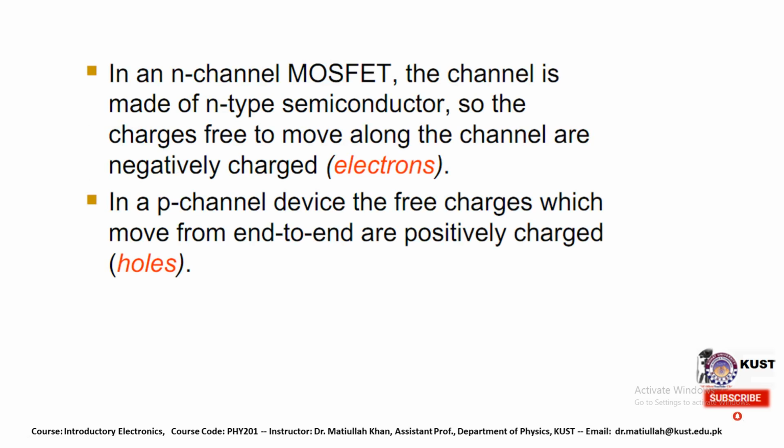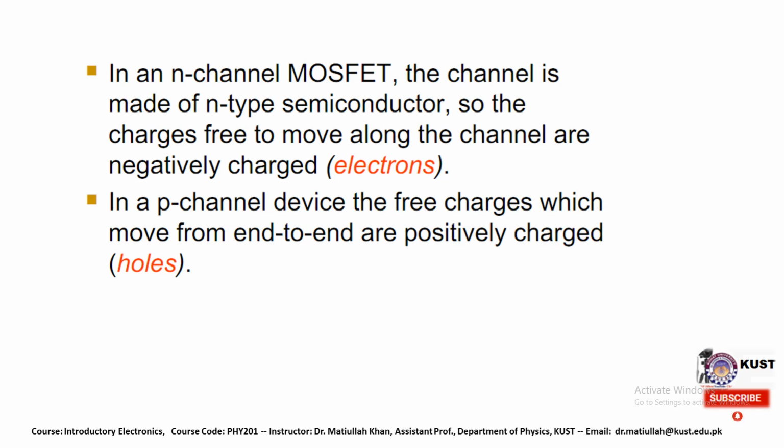For the case of an n-channel MOSFET, we have electrons as the majority carrier. Keep in mind, field effect transistors are also called unipolar junction transistors because only the majority carrier plays the major role. So only the majority carrier.